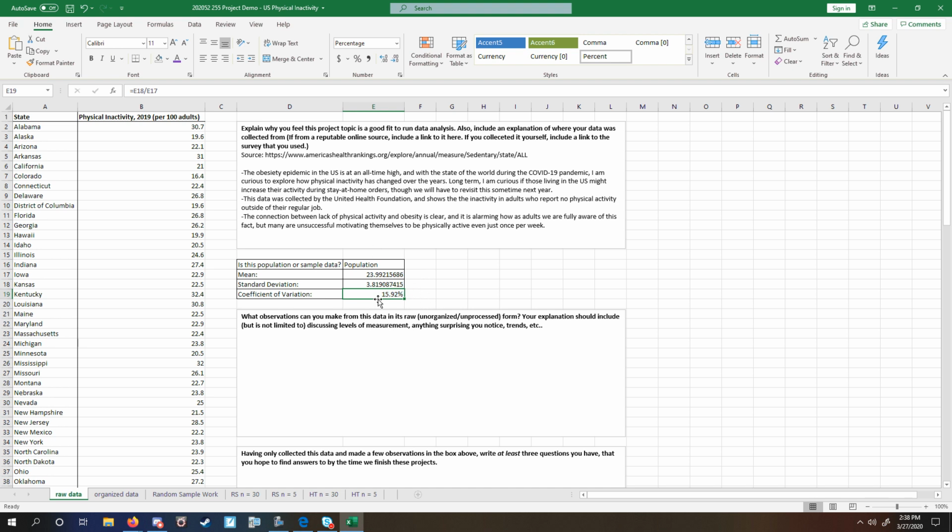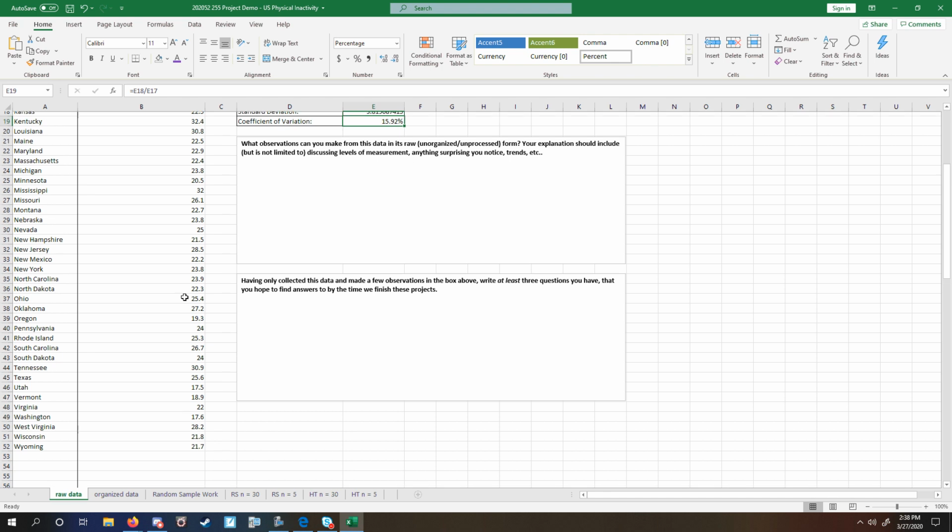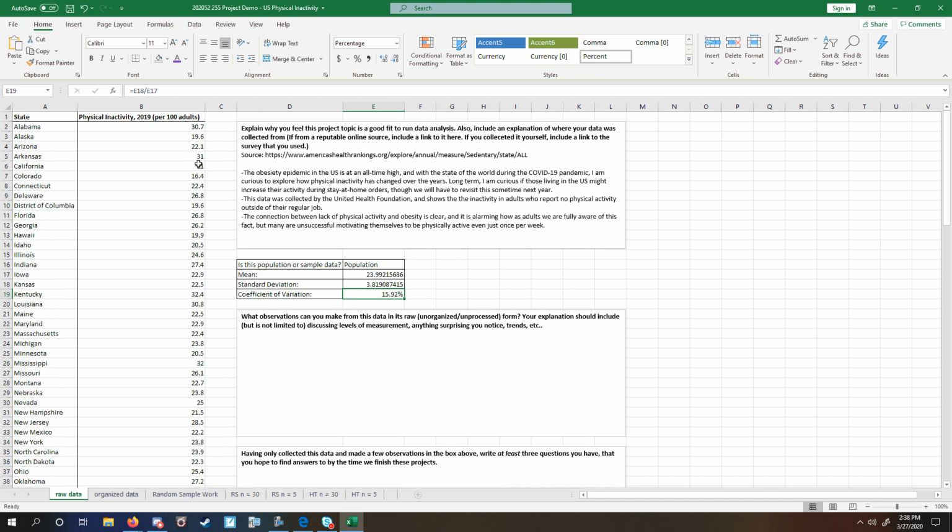Coefficient of variation of about 16%, that's not terrible. It's not the best in the world, but the consistency is pretty good, which, if you look at the data, most of it is pretty close together. There is some reasonable range, but most of the data is pretty close together. We would hope almost that there would be some on the lower end so we could look to them to find out what those states are doing to help increase physical activity. But, at this point, let's just see where this goes.